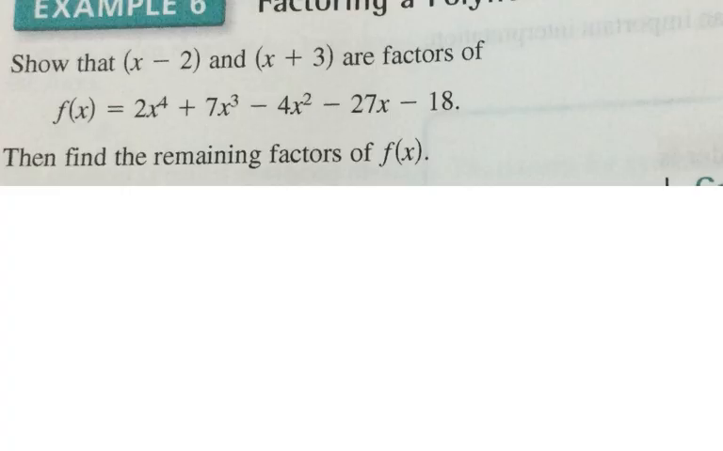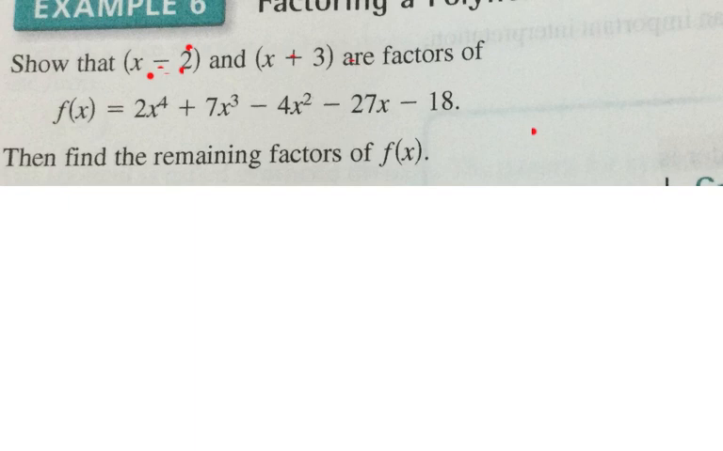So right here, they're still being kind of nice to us. They're saying, here is our polynomial function, f of x equals 2x to the fourth plus 7x cubed minus 4x squared minus 27x minus 18. They give me two factors. They say, show me that these two are factors, and then they tell me to find the remaining factors. Okay, so what does it mean if they're a factor? That means that they have a 0 remainder. That means if I plug in this x-intercept, I would get out a y value of 0.